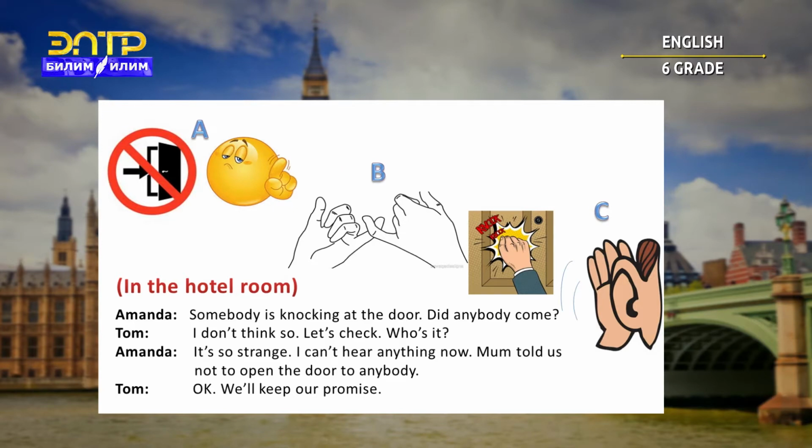Now, let's read the dialogue together. In the hotel room. Amanda: Somebody is knocking at the door. Did anybody come? Tom: I don't think so. Let's check. Who's it? Amanda: It's so strange. I can't hear anything now. Mom told us not to open the door to anybody. Tom: Okay, we'll keep our promise.